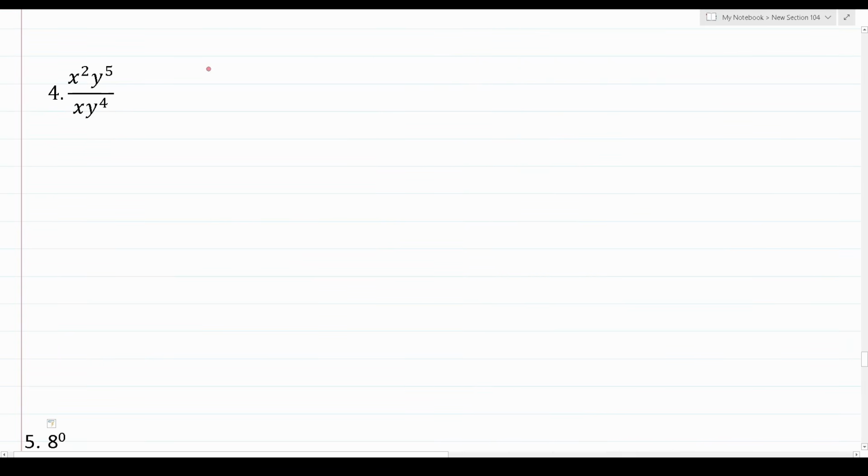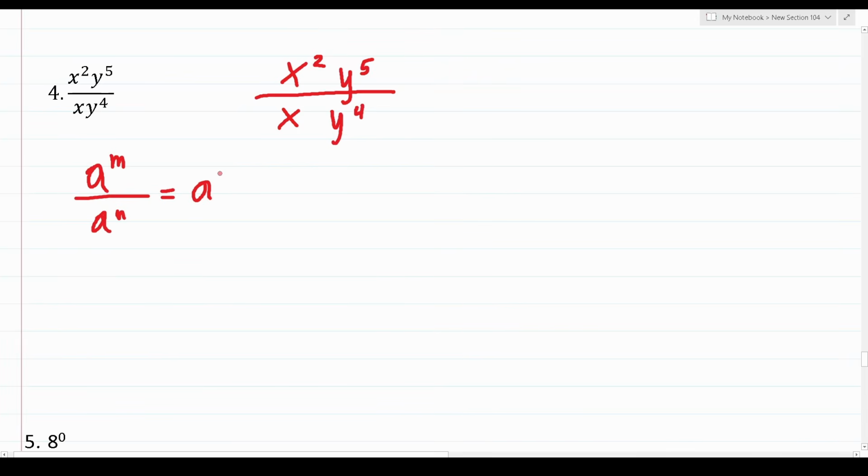All right, so number 4 here says x squared y to the 5th over x y to the 4th. So we're going to use the quotient rule to simplify this one. And in case you forgot, the quotient rule says this. If we have a to the m over a to the n, we simply subtract our exponents to be a to the m minus n.